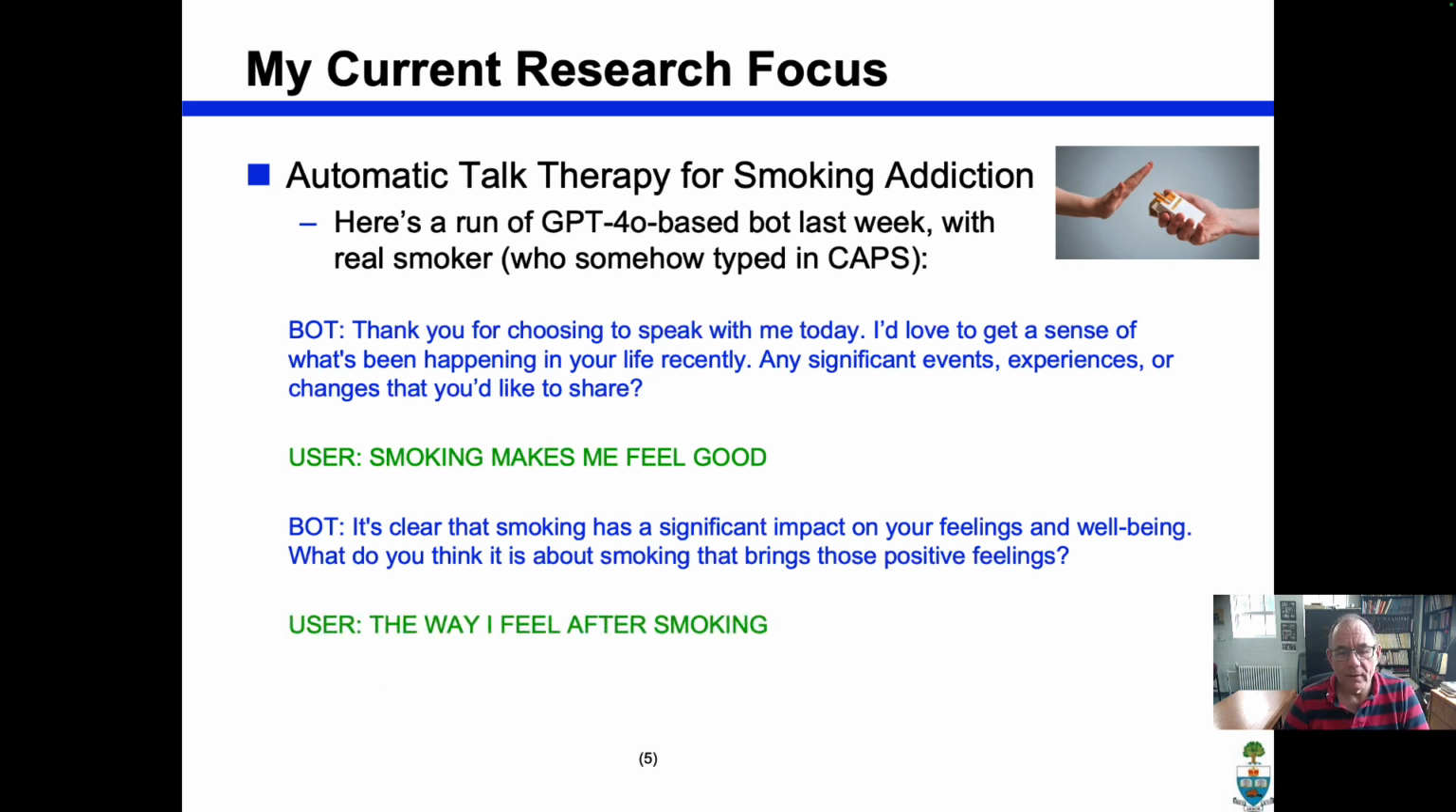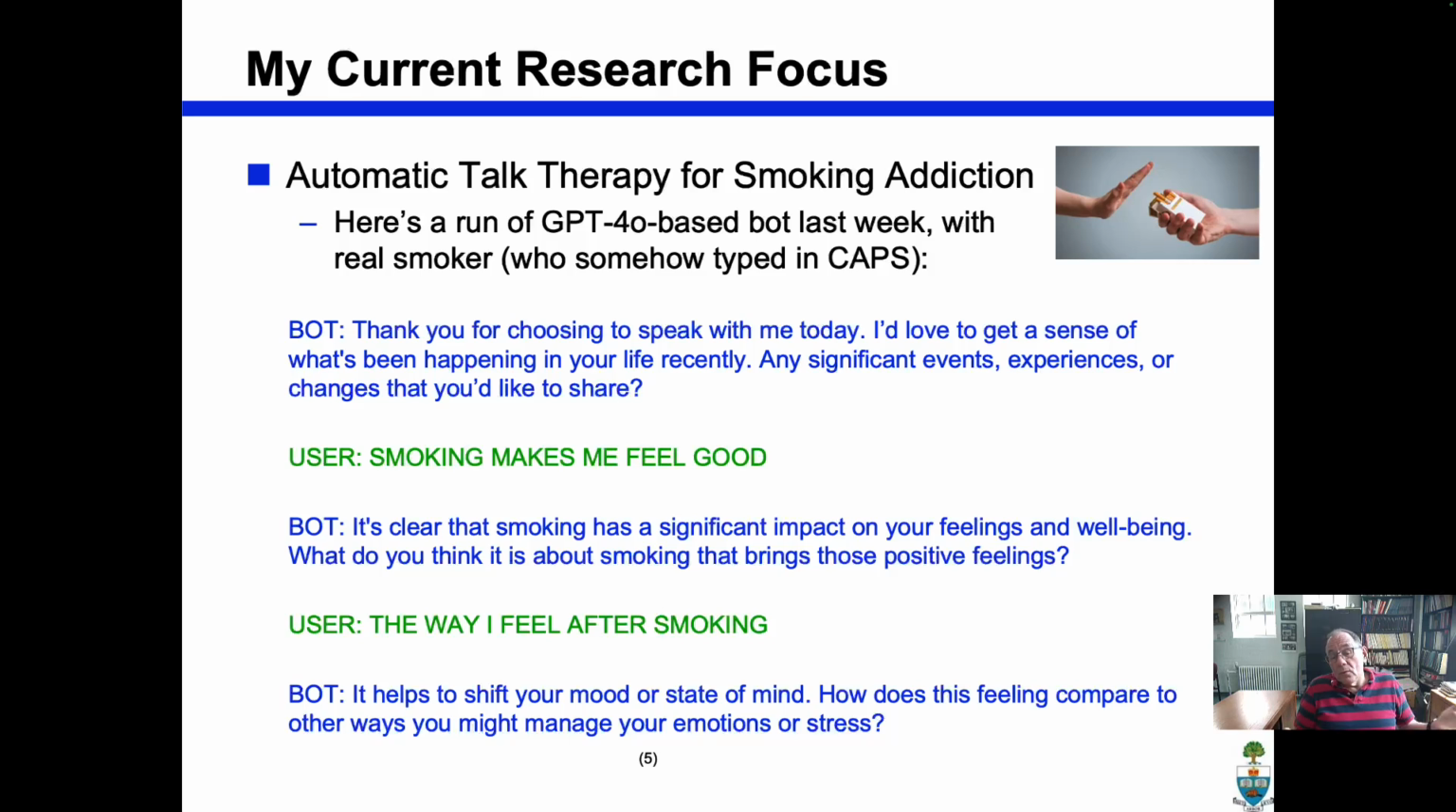User says, the way I feel after smoking. The bot says it helps shift your mood or state of mind. The bot is guessing. That's what it's supposed to do. How does this feeling compare to other ways you might manage your emotion or stress?